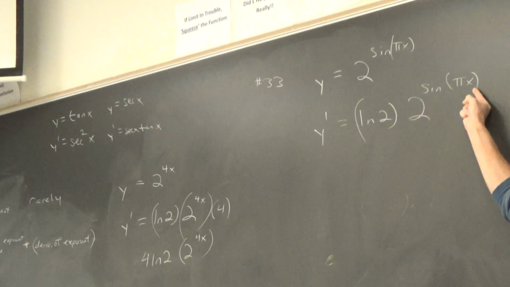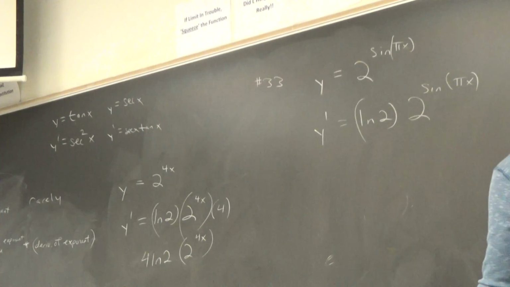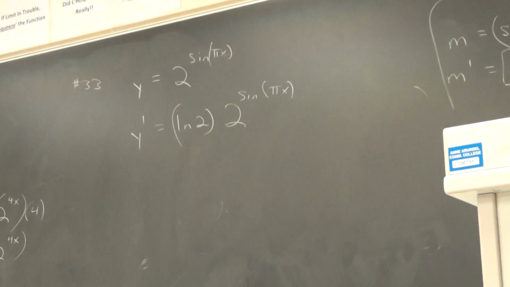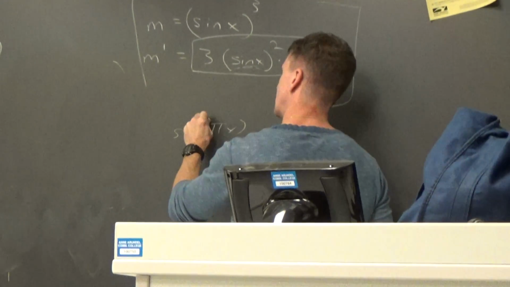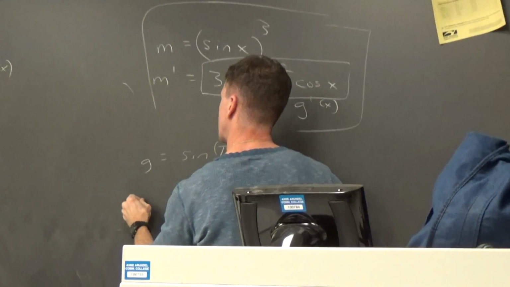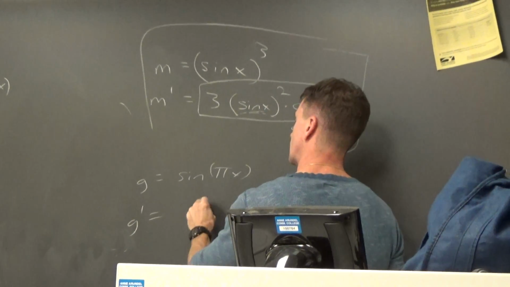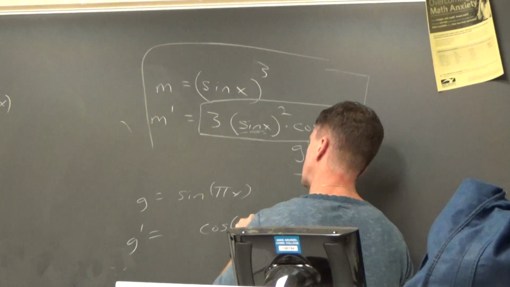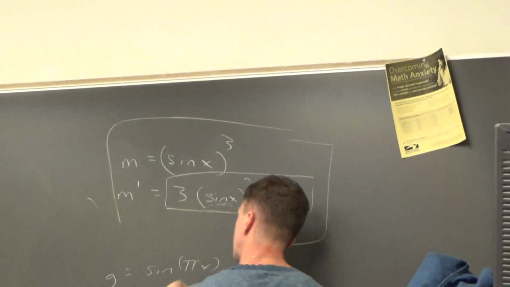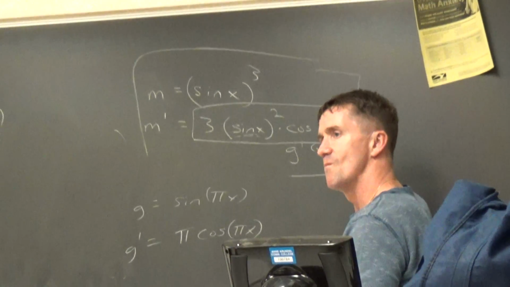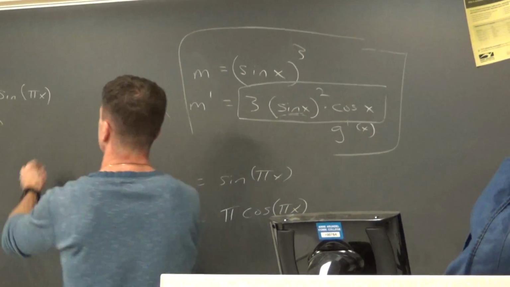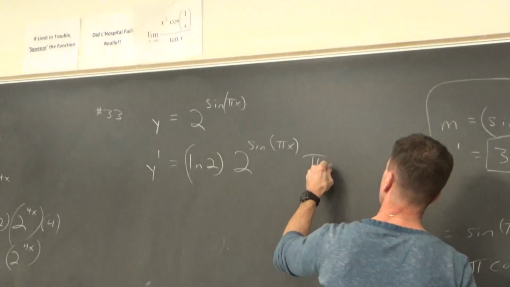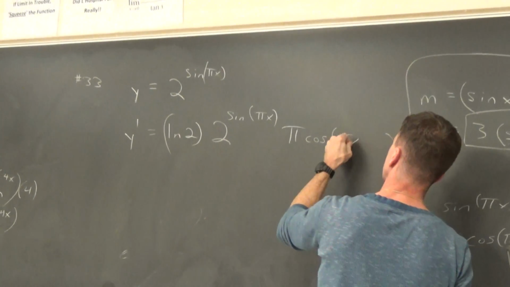What's the derivative of sine of pi x? It's just like that one earlier, right? Sine of pi x. If that's your g, what's g prime? Cosine pi x, chain, times the derivative of pi x. Here it is: pi cosine pi x.